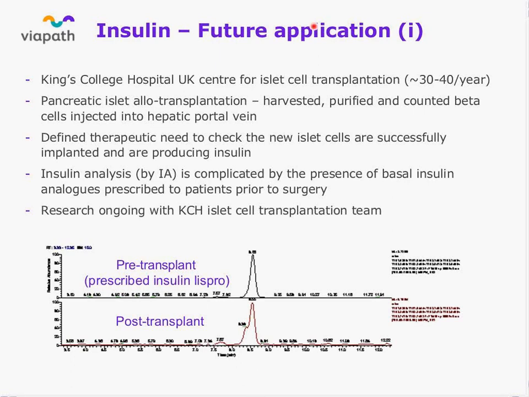This is the successful islet cells producing insulin, and here we have the background of the Lispro that was prescribed to the patient. So this is very exciting, and I think it could be a really useful tool, because currently they rely on C-peptide immunoassay, which is really the only indication that they're getting insulin production from the transplanted either pancreas or islet cells.